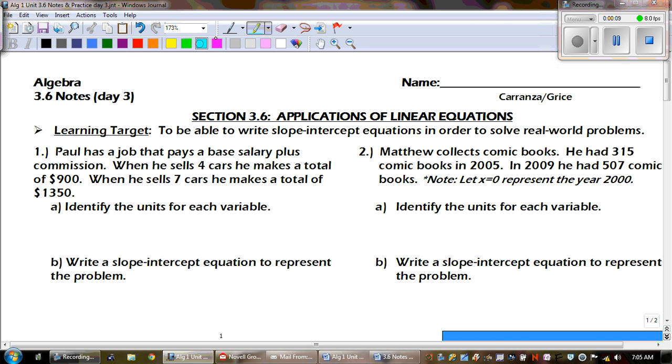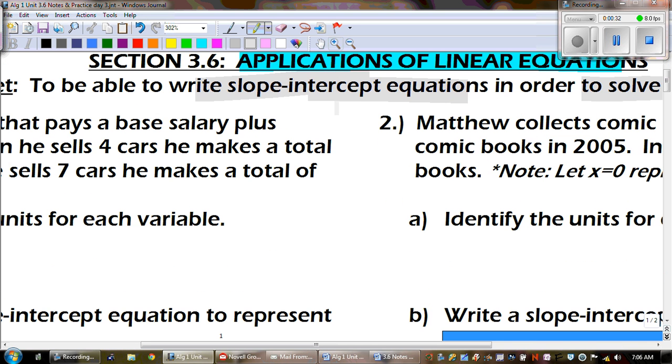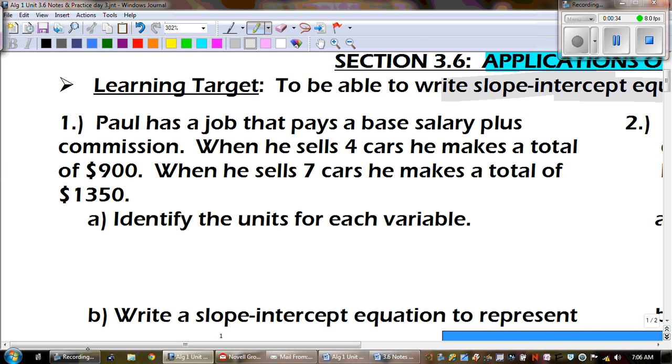Today we are continuing our discussion on application of linear equations. Our learning target today is to be able to solve slope-intercept equations in order to solve real-world problems. Now, if you've had difficulty with the word problems, make sure that you've already watched Day 1 and Day 2. And if you still need help after that, please come see Ms. Carranza or myself.